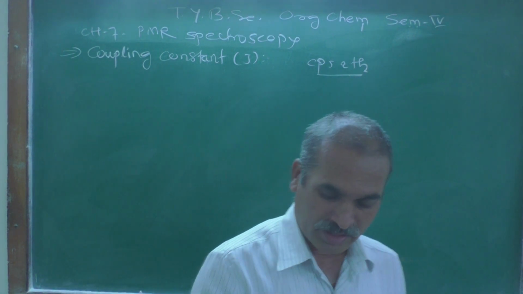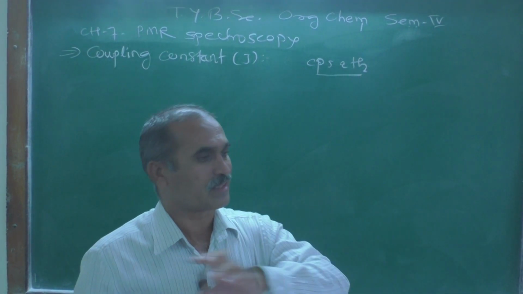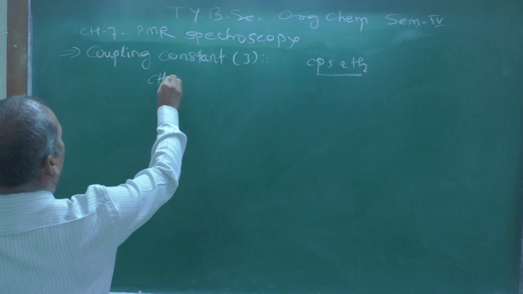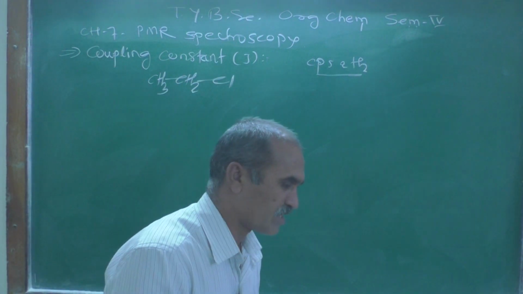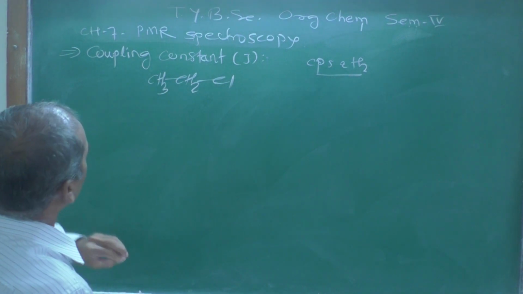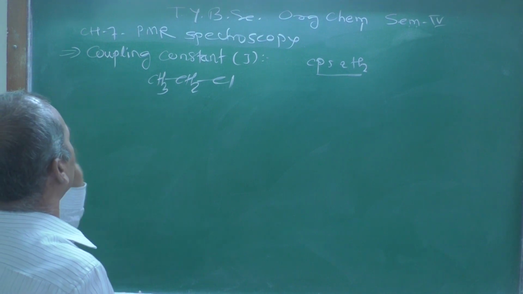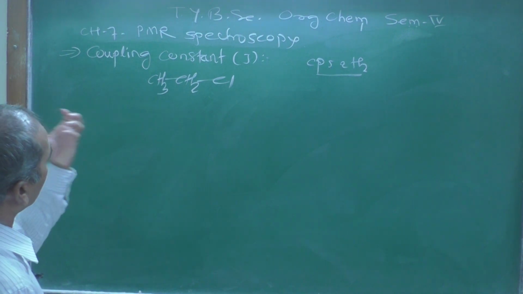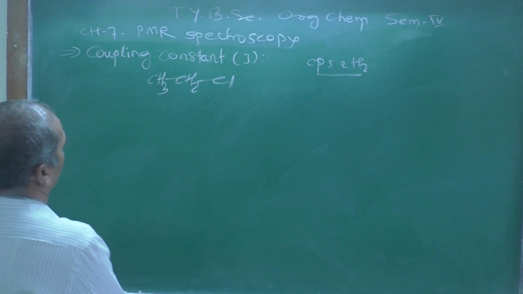And now let us go back to the example of ethyl chloride once again. Let us see here CH3, CH2 and Cl. This is the simplest example. From this we are going to understand the meaning of the definition we have defined right now. Coupling constant, let us look at how it arises over here.